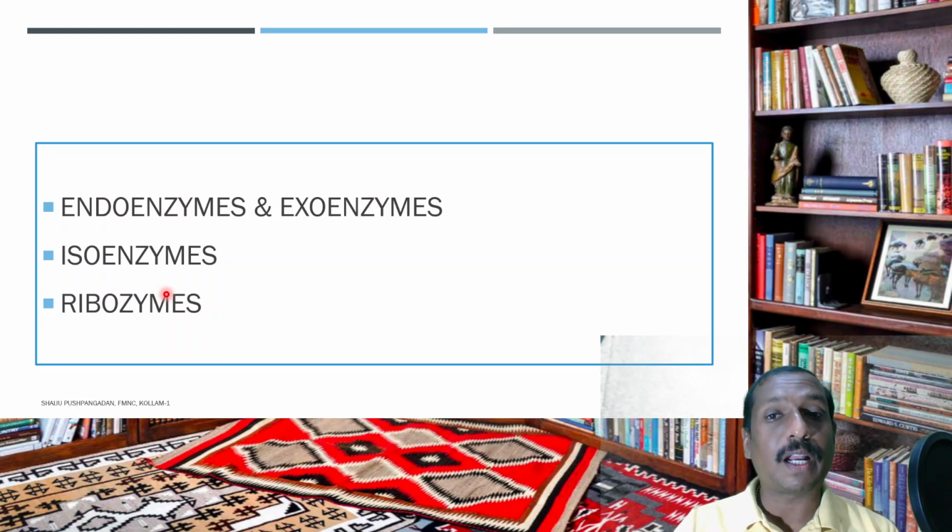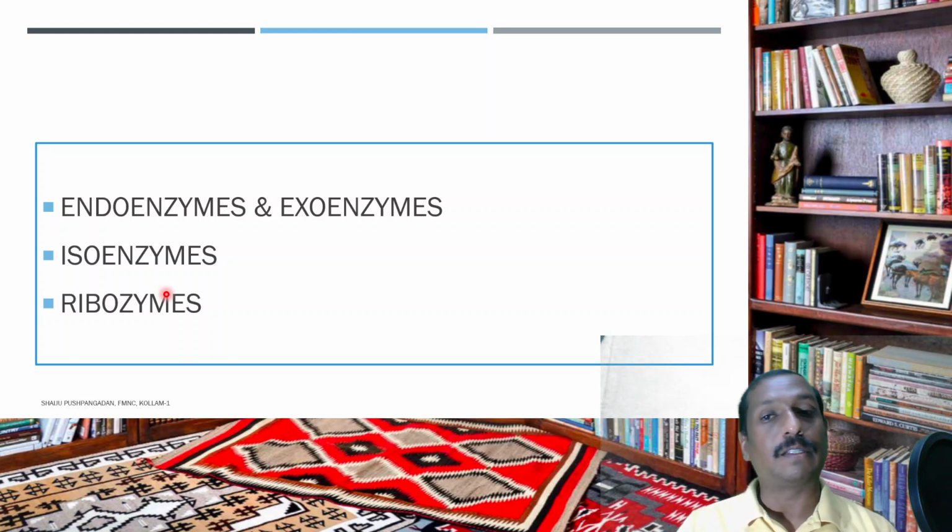Then ribozymes. What are ribozymes? Sometimes ribosomes may act as enzymes, and when they act as enzymes, they are called ribozymes. So endoenzymes are those enzymes which work inside the cell. Exoenzymes are those enzymes that work outside the cell. Isoenzymes are a group of enzymes which have different structures but catalyze a single biochemical reaction. And ribozymes means sometimes the non-membrane bounded cell organelles such as ribosomes can function as enzymes.